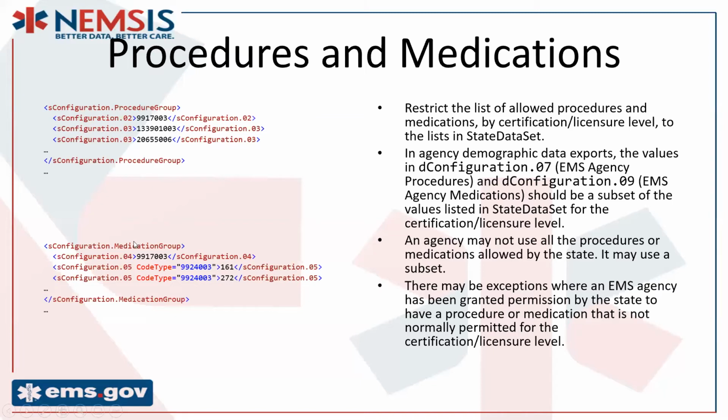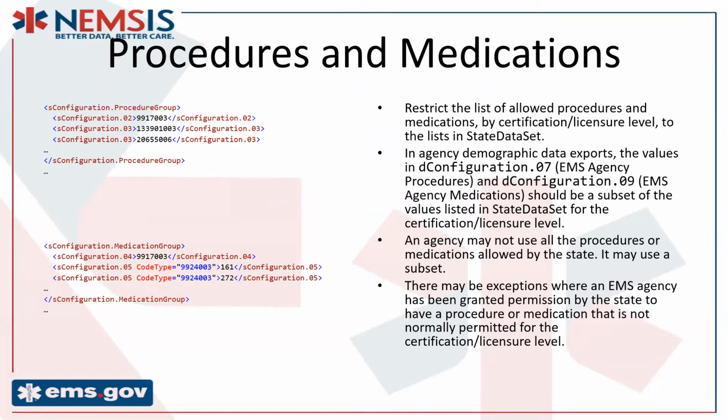And then in medication group, same thing, sConfiguration.04 will contain the code for a licensure level. And then sConfiguration.05 will contain a list of primarily RxNorm codes that represent medications that the state allows that level to do. The code type attribute was introduced in NEMSIS 3.5 because there are a handful of SNOMED procedure codes that can actually be recorded as medications. They have to do with blood product administration. So a few of the codes on this list may in fact be SNOMED codes, and they would have a different code type value.